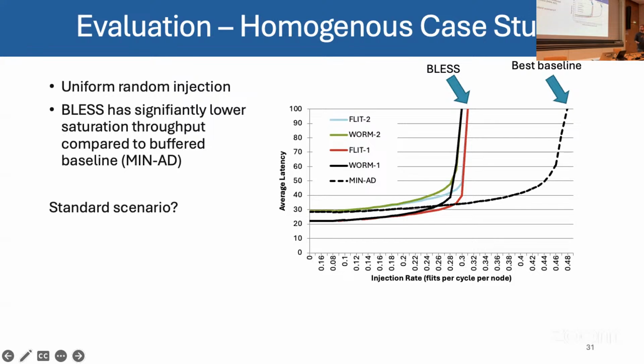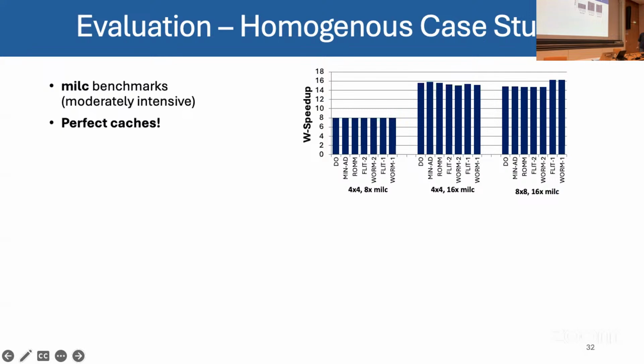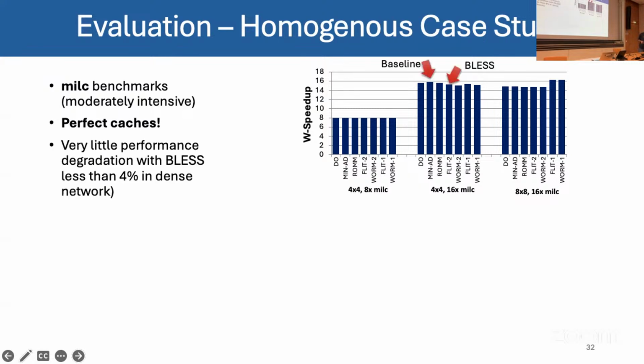threshold. And then we can see that now we're looking at the build benchmark that has a moderately intensive network utilization, and with perfect caches, we have only a very little performance degradation with BLAS. That's actually less than 4% in dense networks, and dense networks are basically the worst case scenario because there the probability of conflicts is higher.